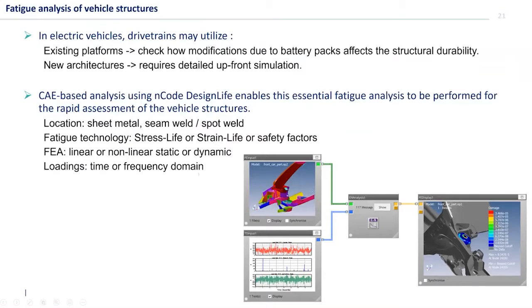And so, as I said, you can do the sheet metal fatigue or seam weld, spot weld, stress life, strain life, safety factors as well, Dang Van's safety factor, or just a coefficient based on the fatigue limit, how far you are from that. The FEA can be linear or non-linear static. It can be also dynamic with modal superposition. And again, time domain is often preferred, but if you want to go for the frequency domain because it's faster, then you can as well.